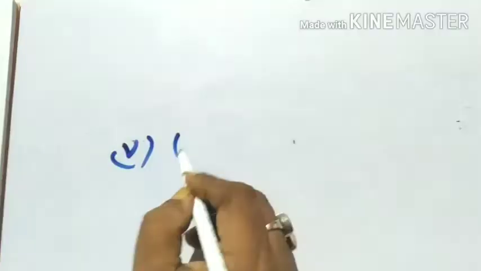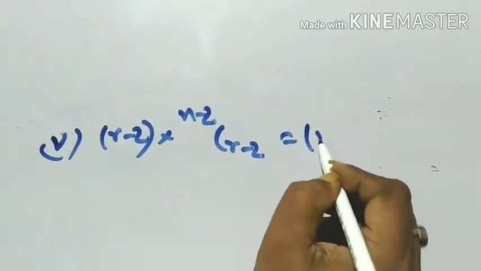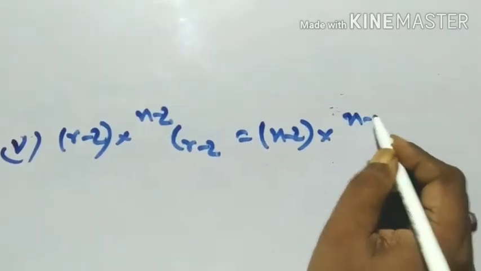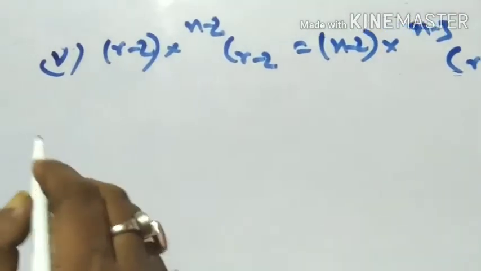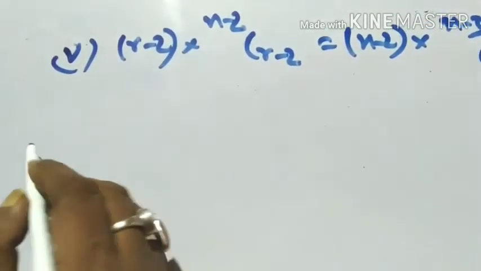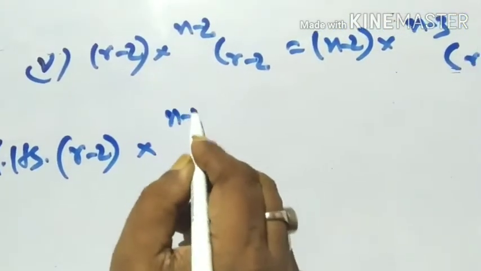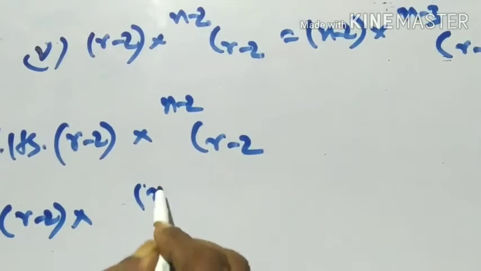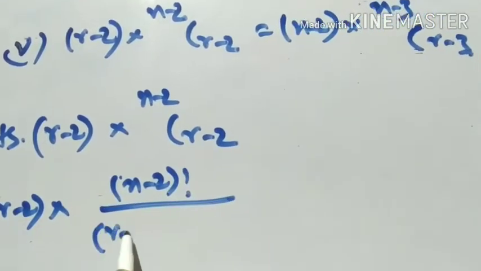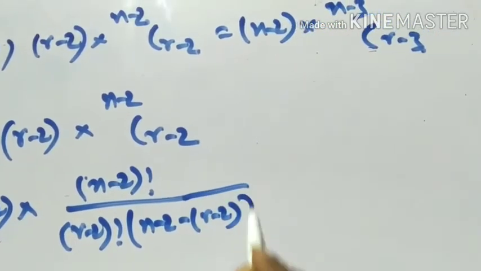This is also a proof, which is the last proof. I'm going to the last: (r minus 2) into (n minus 2)C(r minus 2) is equal to (n minus 2) into (n minus 3)C(r minus 3). Now here I will start from the left hand side. We can move from both sides, but I will start from the left hand side. That is (r minus 2) into (n minus 2)C(r minus 2), which is (n minus 2) factorial by (r minus 2) factorial by (n minus 2 minus bracket r minus 2) factorial.